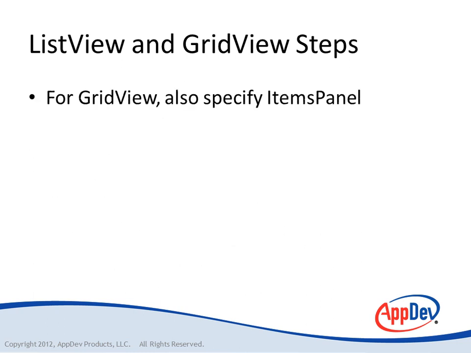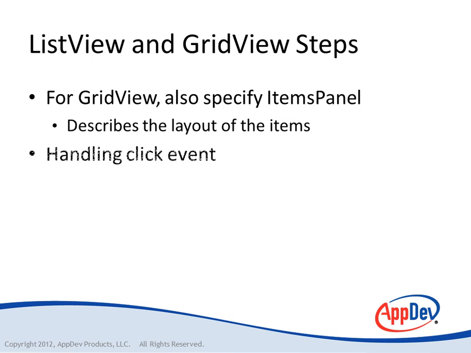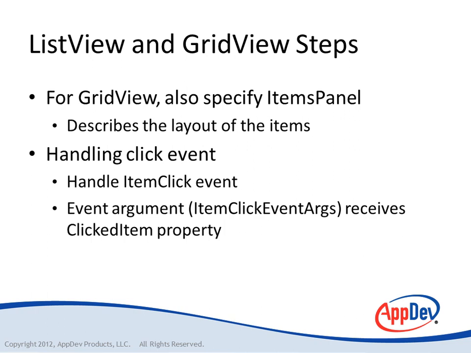For the grid view, you can also specify an items panel. This describes the layout of the items as a collection within the grid. You'll often want to handle the click event of an item in the list view or grid view. In this case, you'll handle the item click event. The event argument of type item click event args receives a clicked item property that allows you to retrieve information about the item that was clicked.